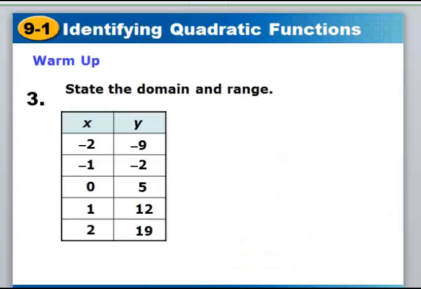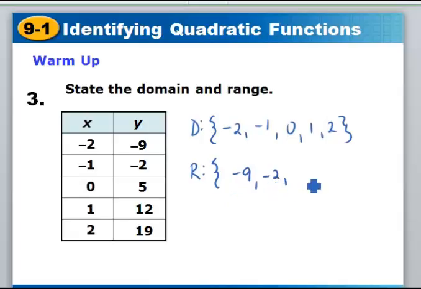The other part of review I would like to talk about is stating the domain and range. The domain is the x values, so the domain of this function is negative 2, negative 1, 0, 1, and 2. And the range is the y values, and so it's negative 9, negative 2, 5, 12, and 19. Now I really should say y equals these amounts, and this should say x equals those amounts. Domain is x and range is y.